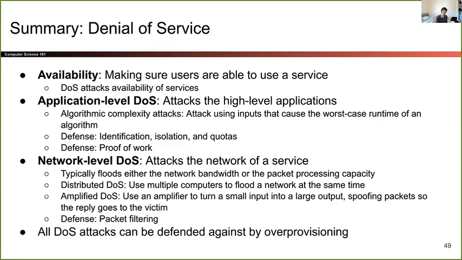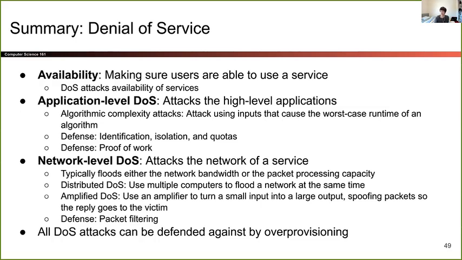All right, to summarize, we talked about denial of service, which is the attack on availability. Availability is making sure users can access the service, and we deny this in several ways. At the application level, we can attack the algorithms that applications are using or simply exhaust their resources. Some defenses here are to identify traffic, isolate users from each other, and impose quotas. Or you could also talk about proof of work, which just requires users to spend resources. And now the attacker has to spend resources to cause you to spend resources, and it becomes harder for them.